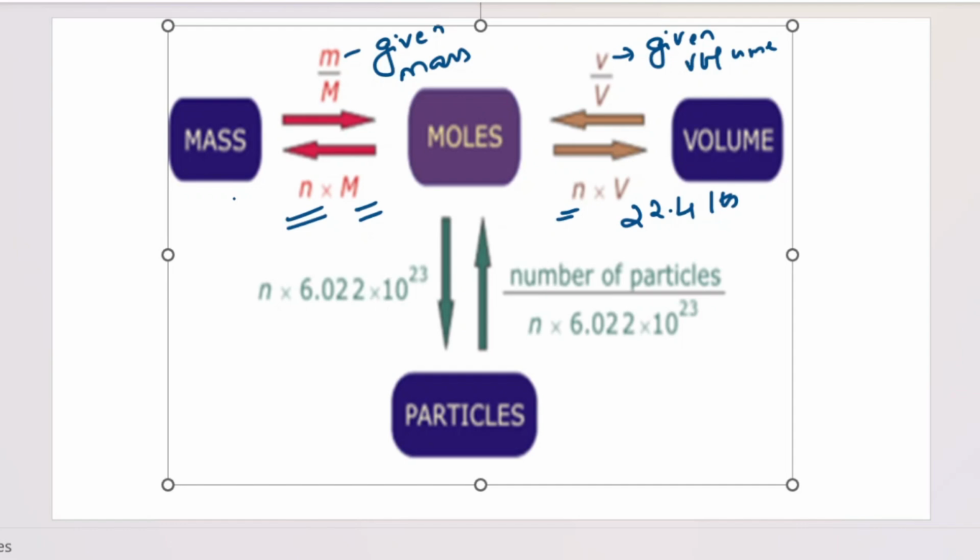Moles can be converted to volume by multiplying number of moles into volume at STP. Volume can be converted back to moles by dividing given volume by standard volume. Standard volume is the volume a gas occupies, 22.4 liters at STP conditions.